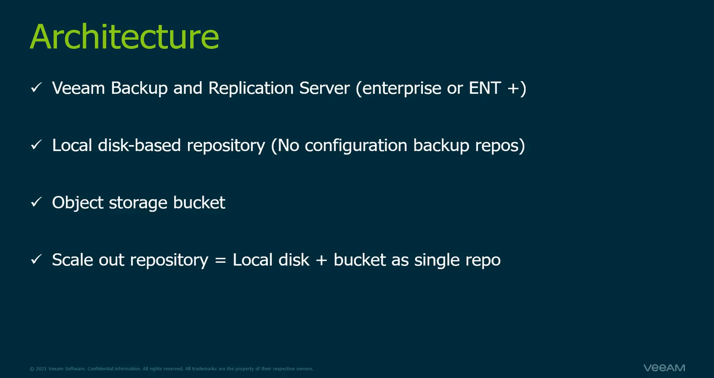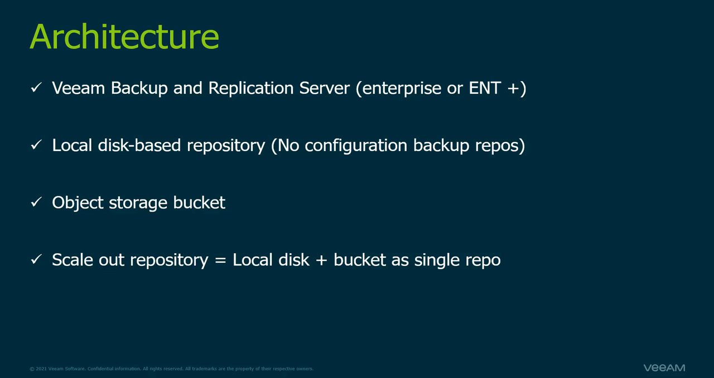We're going to start with needing a Veeam backup and replication server. This can be at the Enterprise or the Enterprise Plus level of our product. You're going to need a local disk-based repository. So this would be the primary Veeam repository that you back up to first. Veeam has to back up to a disk first before it can be copied or moved to an object storage like Wasabi.